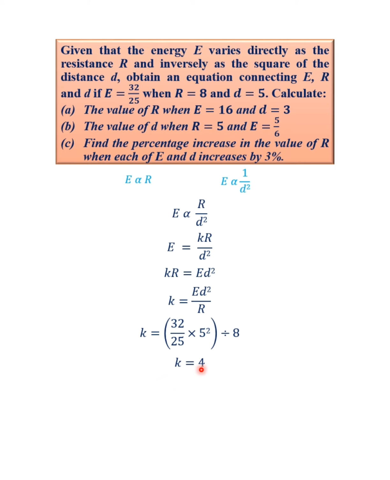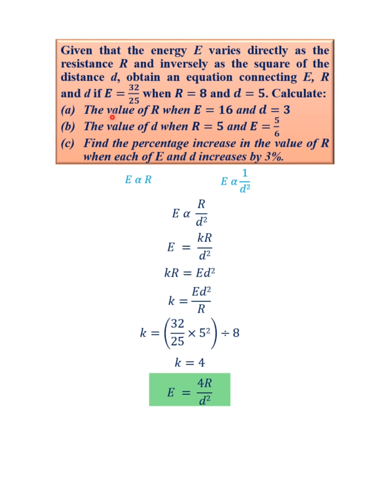Now that we've obtained the value of K, we are just going to substitute it into this equation, and that will give us the equation connecting E, R, and D. That is the relationship. So if we put 4 here, the relationship becomes E equals 4R all over D squared. This is an important relationship that we will further use to solve A, B, and C. And we have obtained that. Now let's proceed to the first part of the question.